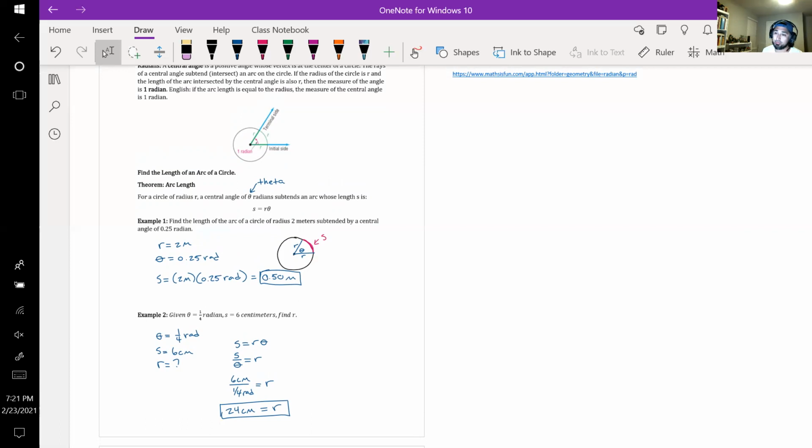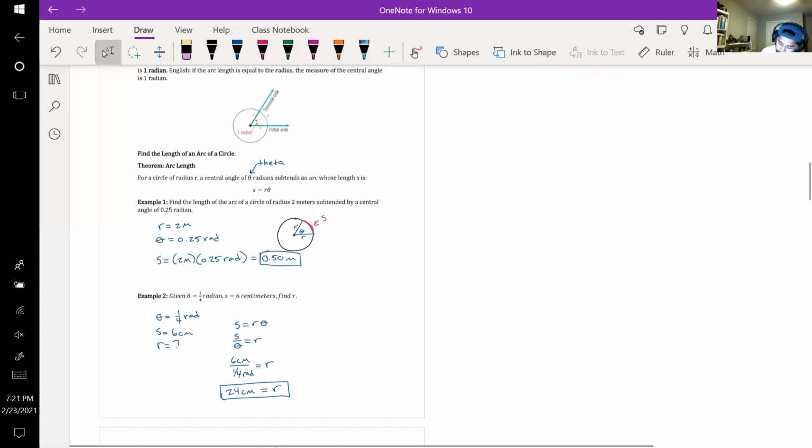So how many degrees is 1 radian? It is 54? Something like that. Let me see, 180 over pi. 57.29 degrees is 1 radian. Good questions.